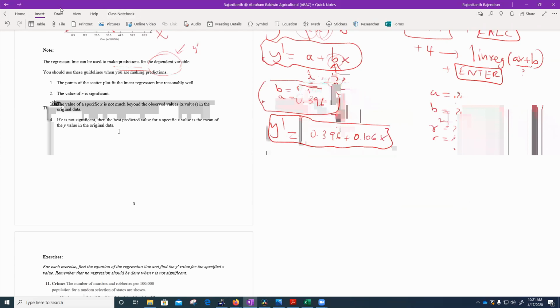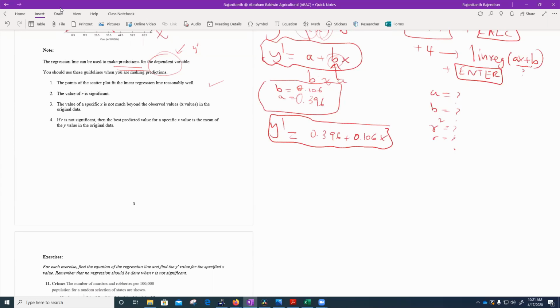The points of the scatter plot fit the linear regression reasonably well. So we assume that there's a linear relationship, right? That means we assume that there's a significant value for our little r. The value of the specific x is not much beyond the observed x values, right? That means we assume these two are almost the same: the observed value and the x value I'm using for the best fitting line. So we have to assume they are very close.